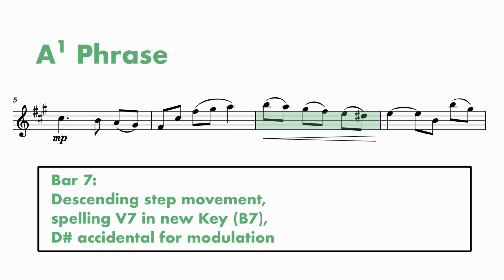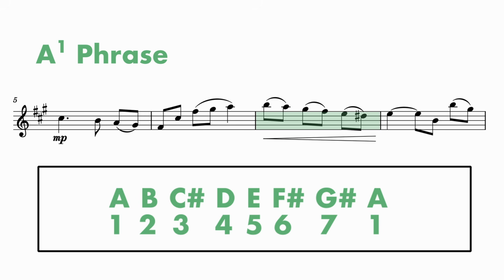Bar 7 and 8 is where we will do our modulation to the dominant. In keeping with what happened in bar 3, I have a descending stepwise movement, but I'm making sure to spell the chord of 5 or 5/7 in the new key. The given key is A major, and if we count up 5 notes in A major, we arrive at the note E.